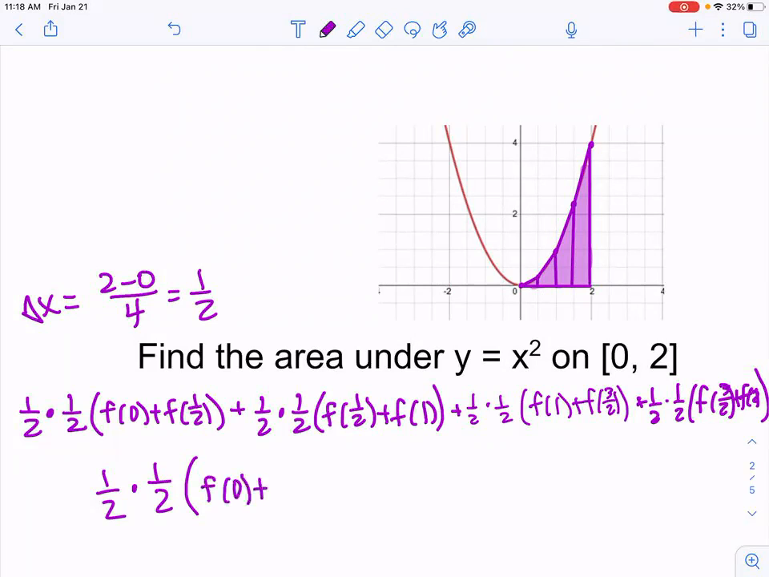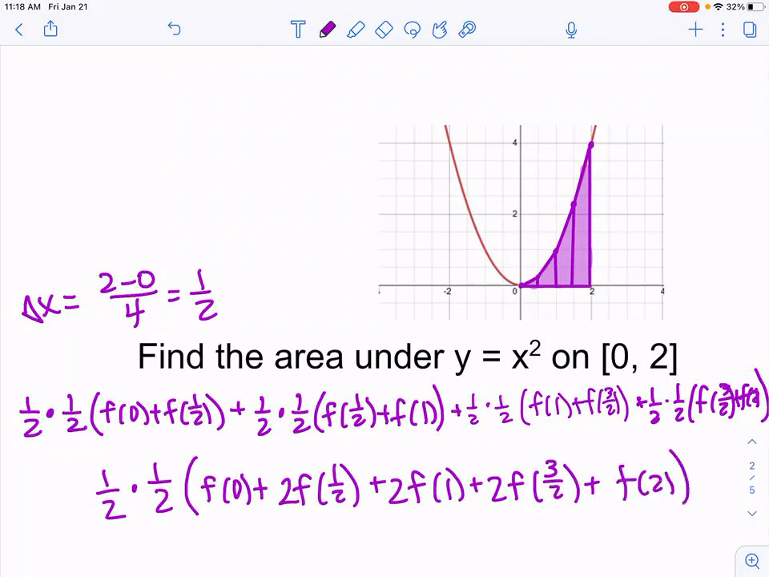So we have f of 0. How many f of 1/2 do we have? How many f of 1s do we have? How many f of 3/2 do we have? But then we only have one f of 2. We only have one f of 0. Okay, let's talk about why that's happening.